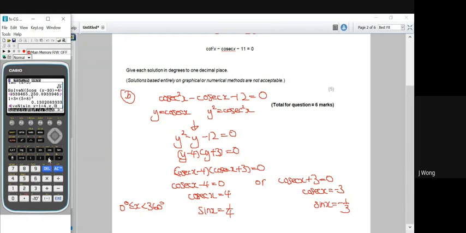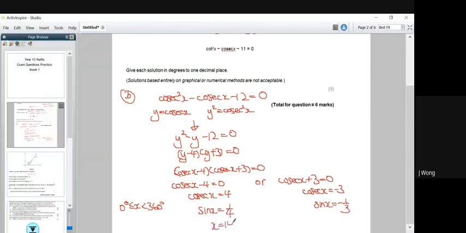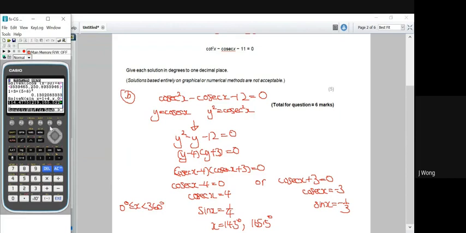equals a quarter, and we want our answers from 0 to 360, so let's do that. So 0 to 360, and let's see if there will be more solutions. Okay, so these are what we have: 14.5 and 165.5 to one decimal place only. So 14.5 and 165.5 degrees.